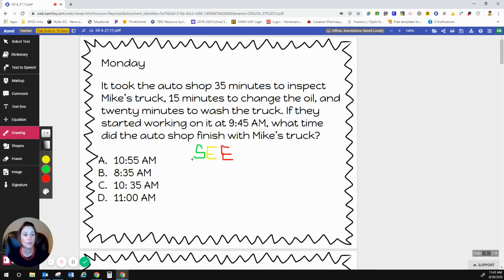Do we know our start time? Okay, so they started working on it at 9:45 a.m. So I know my start time. And it is 9:45. Do I know how much time has elapsed? It's kind of a tricky question. I do know how much time's elapsed. It's just written a little differently.